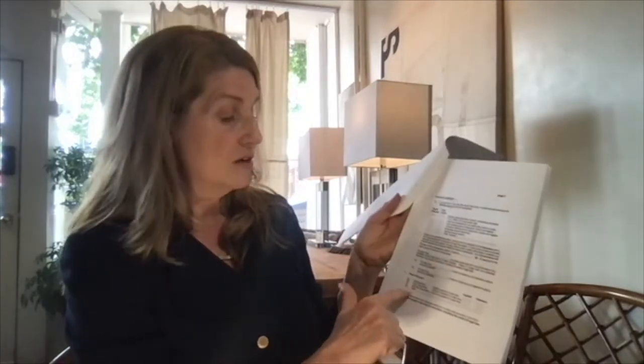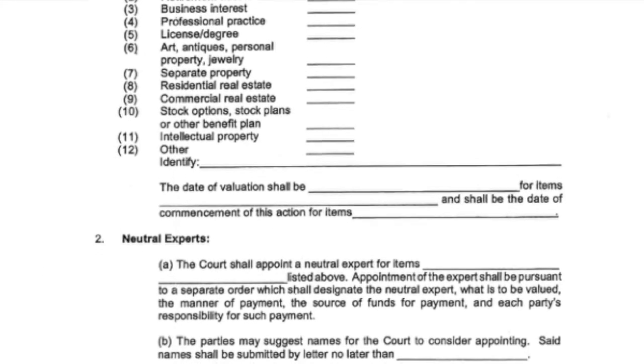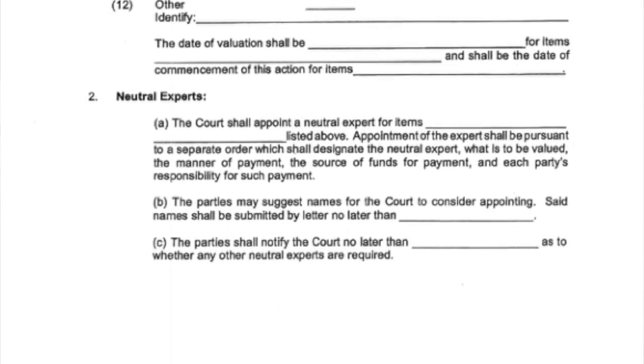Any other kinds of discovery, you don't always need these, but interrogatories, depositions, you may or may not need. Whether experts need to be appointed, experts to value things like deferred compensation, retirement assets, real estate, art, antiques, a professional practice. These are things you may or may not need an appraiser. And unless you agree on the value of these things, you're going to need an appraisal.